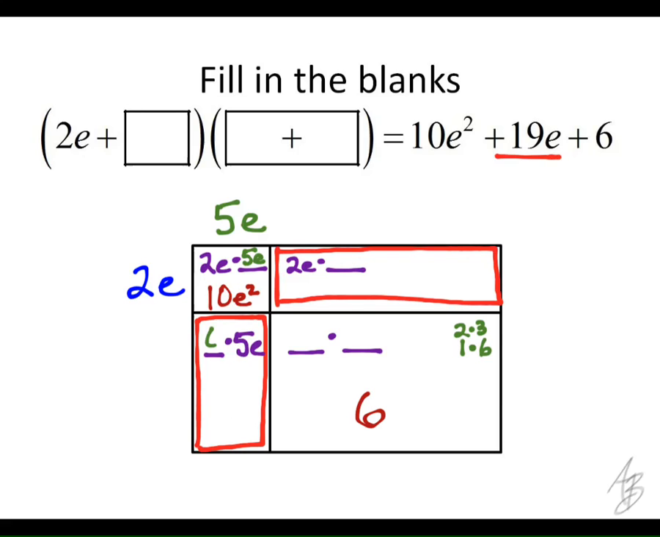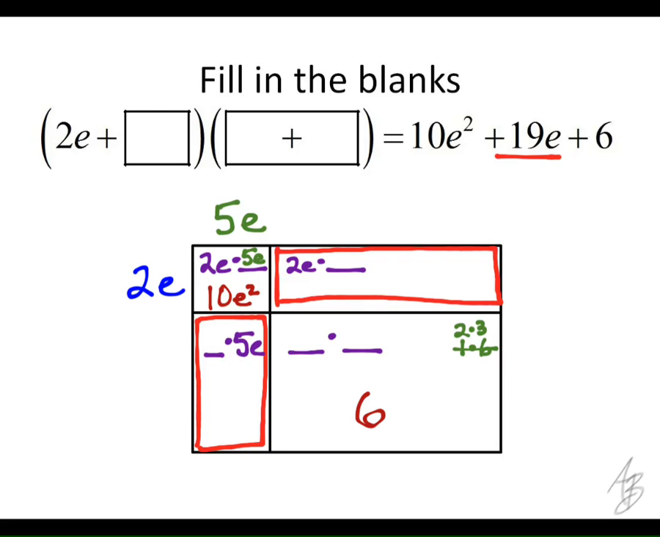Let's try 6 here and 1 here. See if that works. What is 6 times 5e? 30e. What's 2e times 1? 2e. That's going to give us 32e, right? That's too big. That's not going to work either. So I know that the 6 and the 1 aren't going to work either way. So let's try the 2 and the 3. Let's put the 2 in here and the 3 in here. What's 2 times 5e? What's 2e times 3? So we have 10e plus 6e is what? 16e. That also doesn't work.